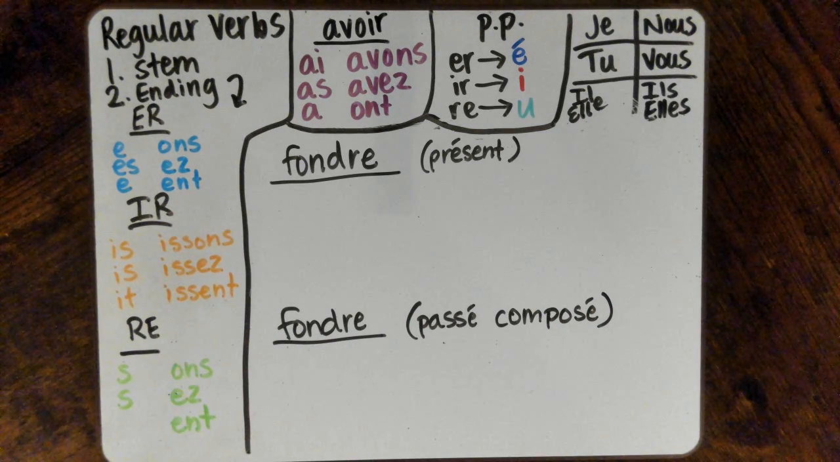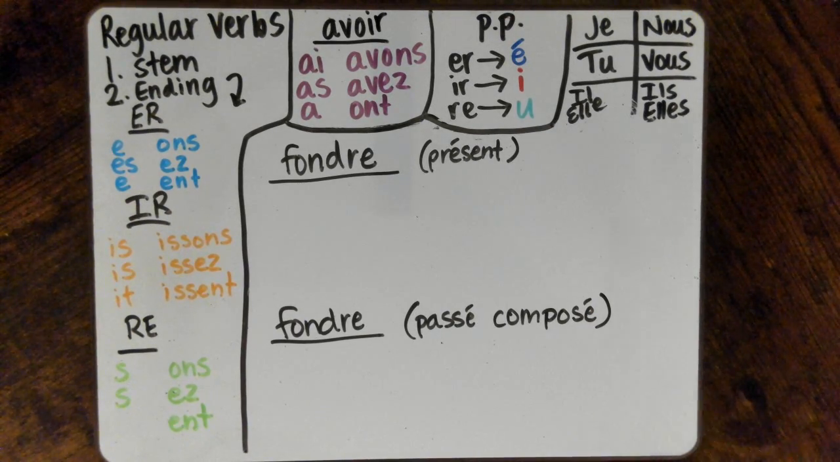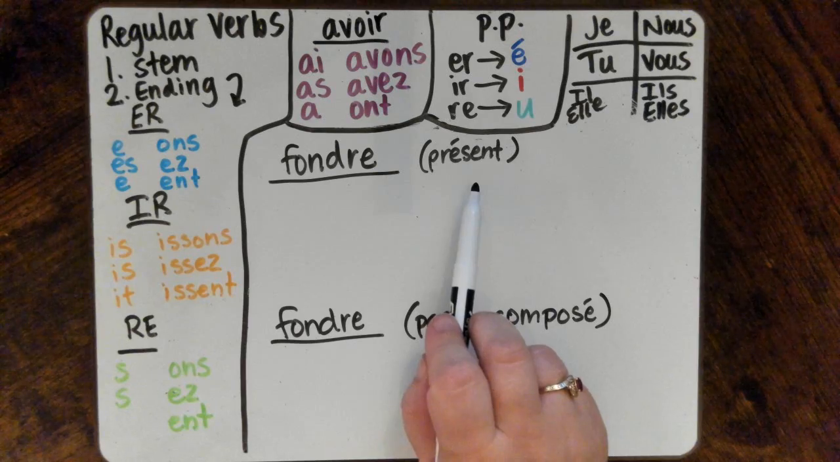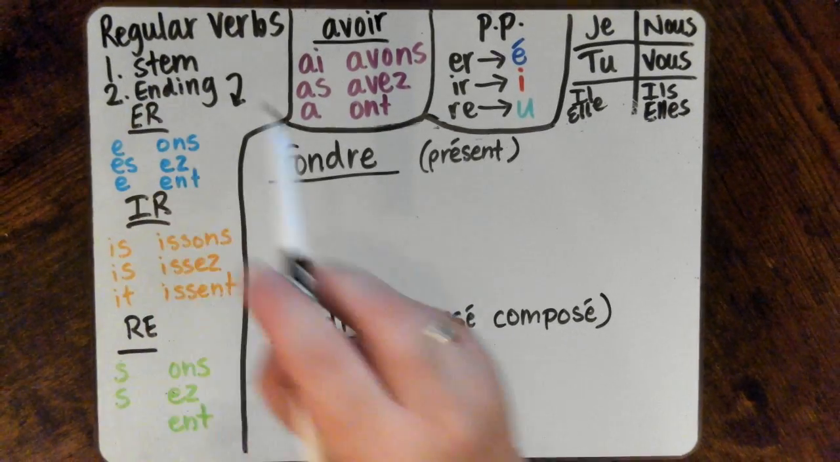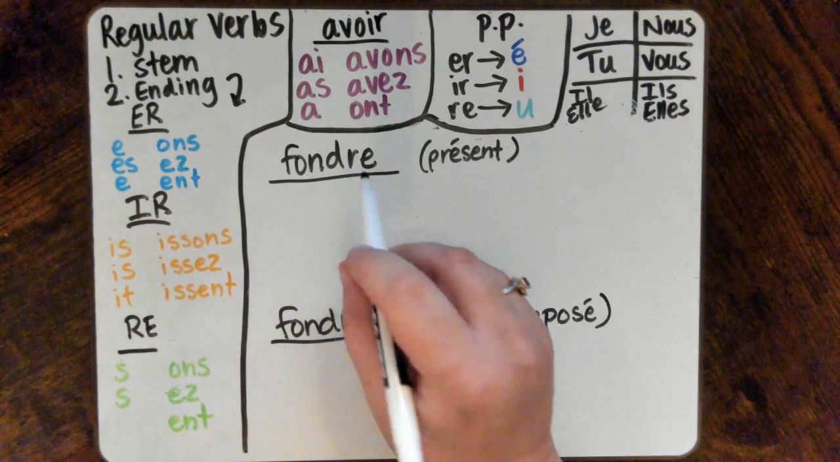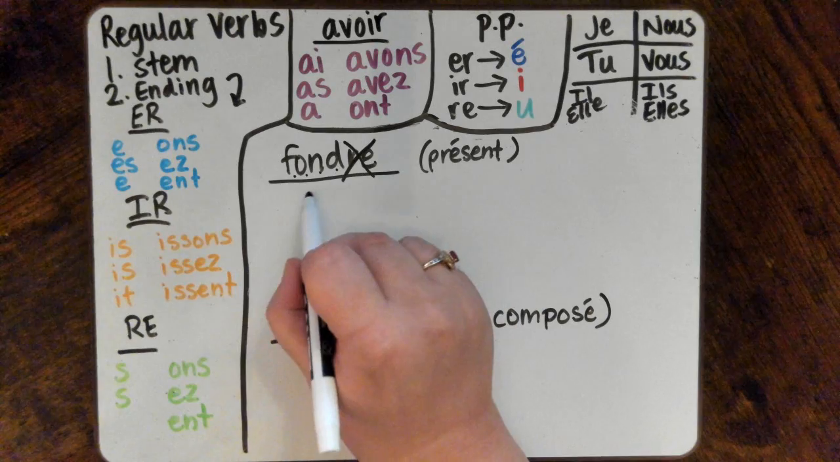Okay, now we're going to do the verb fondre. And this time I decided to put them on the top and bottom instead of the left and right. So for the present tense, we're going to follow these steps. Step 1, find the stem. Step 2, add the ending. So our stem is going to be F-O-N-D.